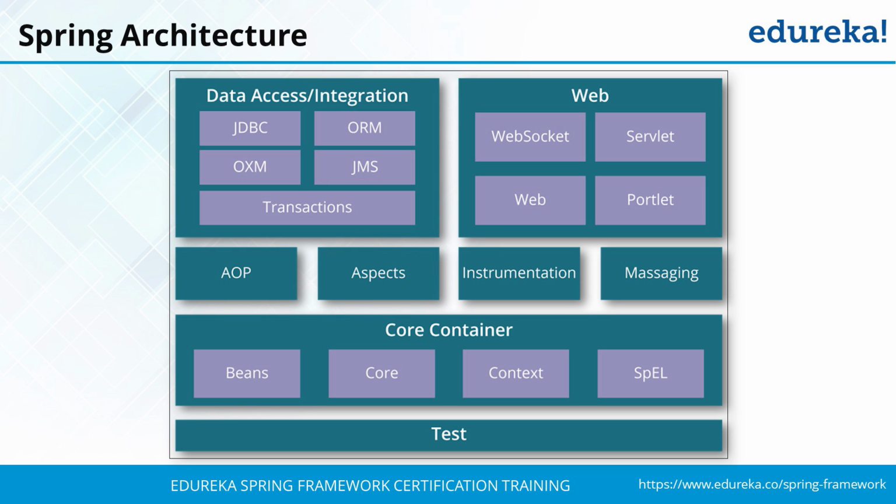We'll understand what are beans, what's the core of the Spring framework, that's like inversion of control. We're gonna focus on that part, and we'll also see what is dependency injection. So the core container over here will have beans, core, context, and Spring expression language. And on top of core container, we got AOP layer. So that's like aspect oriented programming.